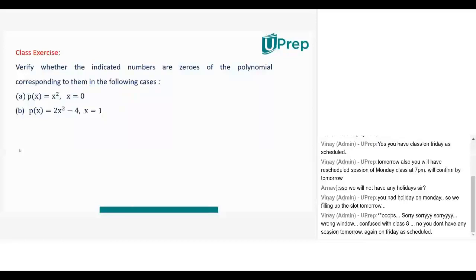Verify whether the indicated numbers are zeros of the polynomial. That is, two questions are there. One is p of x is x square. Is x equal to 0 a zero of it or not? Another one is 2x square minus 4. Is x equal to 1 a zero or not? Check it up.